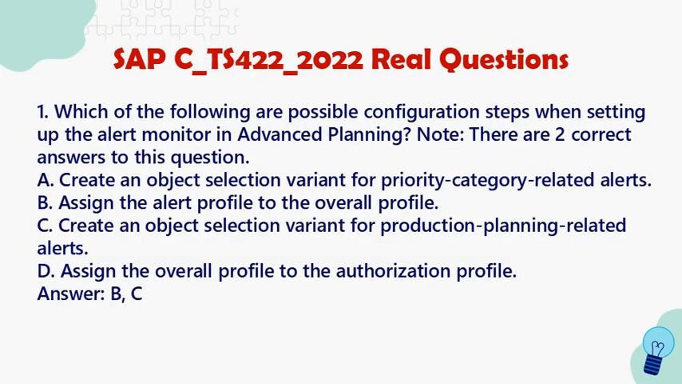1. Which of the following are possible configuration steps when setting up the alert monitor in advanced planning? Note: there are two correct answers to this question. A. Create an object selection variant for priority category related alerts. B. Assign the alert profile to the overall profile. C. Create an object selection variant for production planning related alerts. D. Assign the overall profile to the authorization profile. Answer: B, C.